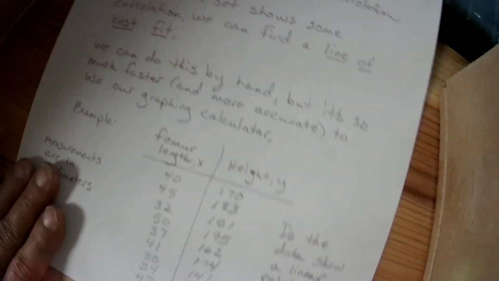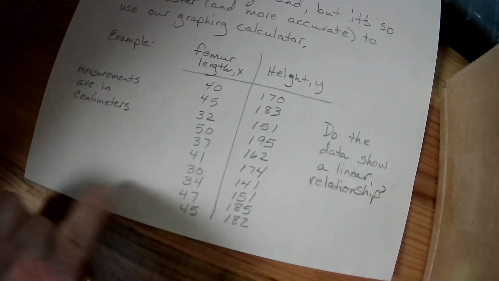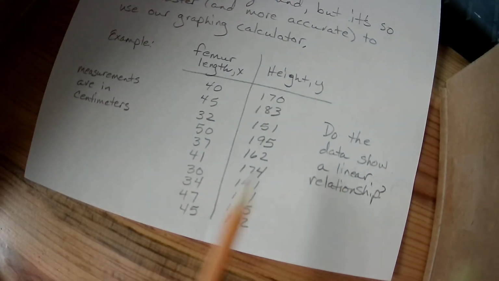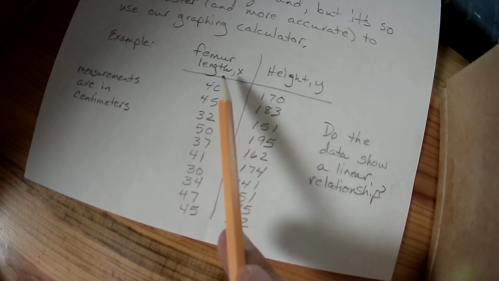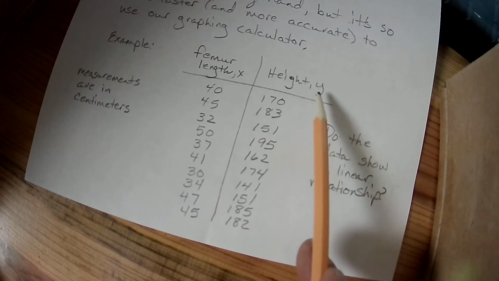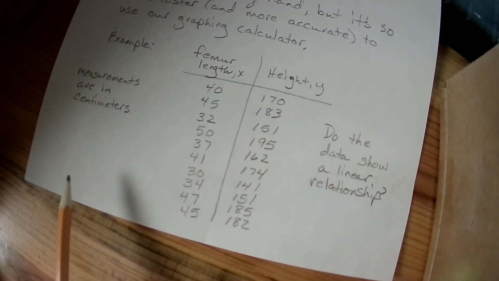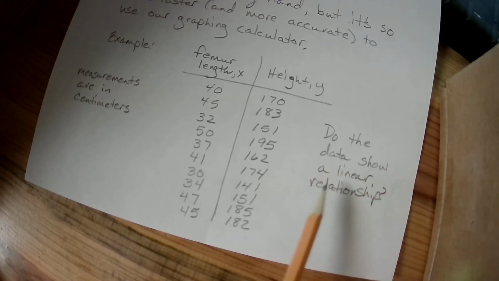I want to show you how to do a scatter plot and a line of best fit on the graphing calculator. This is the problem that we're going to do. This is the data set that we have. We're comparing femur length, X, to the height of various people, Y. All these measurements are in centimeters. And I want to know if this data shows a linear relationship.